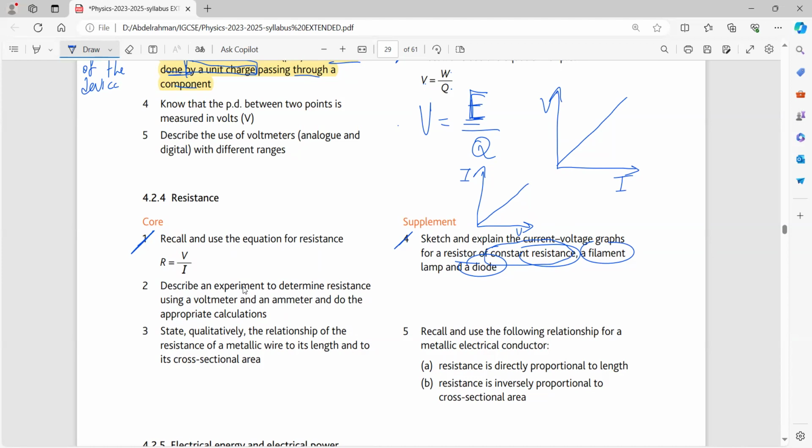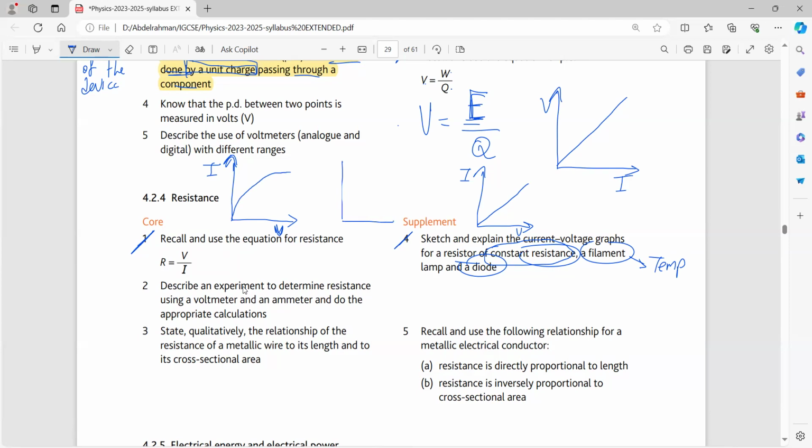But if I had a filament lamp, the problem with the filament lamp is that it gets hotter with time. Filament lamps get hot with time. As the temperature increases, the voltage increases and the resistance increases. Therefore, it has to curve towards the voltage axis. Wherever the voltage axis is, if this is the voltage axis and this is the current axis, it will curve towards the voltage axis.